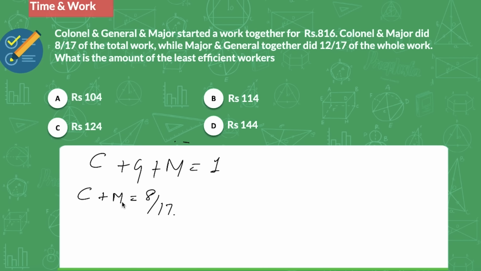If I know C plus M, I can find G. G would be nothing but 1 minus 8 by 17, which is 9 by 17. Yes?